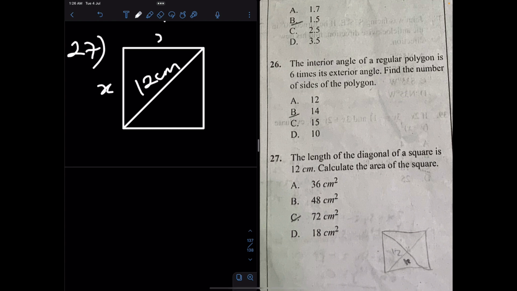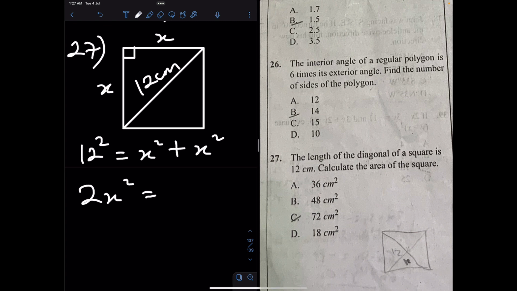If this side is x, this is also x. Area is x squared. Okay, that's not how to go. Let me do it this way. Area is length times breadth. I know that this is a right angle triangle. So in this right angle triangle, 12 squared is equal to x squared plus x squared. That simply means 2x squared equals 12 squared, which is 144. And that means x squared, if we divide both sides by 2, equals 72.